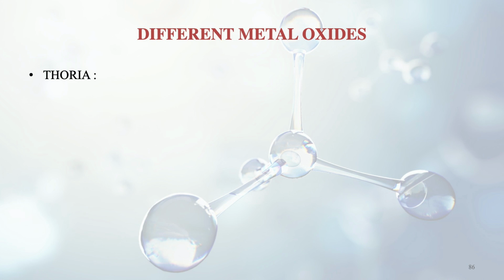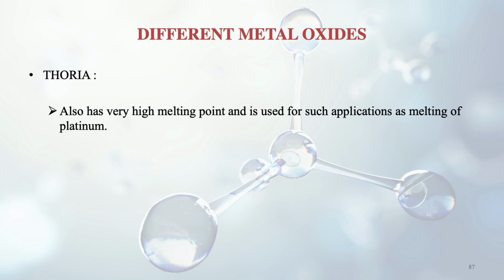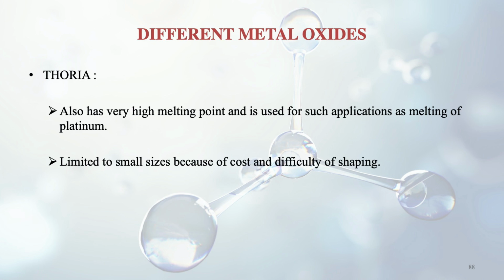Further on, there is one more, thoria, which is thorium based. This one also has a very high melting point, and its application is in the melting of platinum. It is used for that purpose. But the drawback is that it is limited to small sizes because of high cost, and also because of the difficulty of shaping. So shaping thoria is difficult.